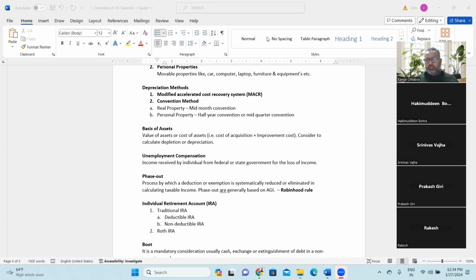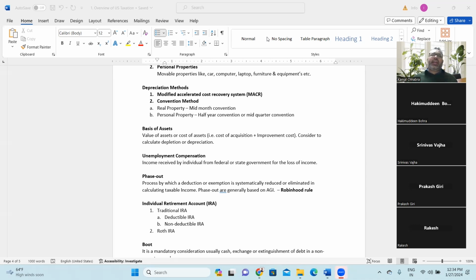Clear now? This depreciation charge would be like the modified accelerated cost recovery? Yes. So the modified accelerated cost recovery system depreciation, you will be charging for 15 days in the month of purchase and 15 days in the month of sale for the real property.